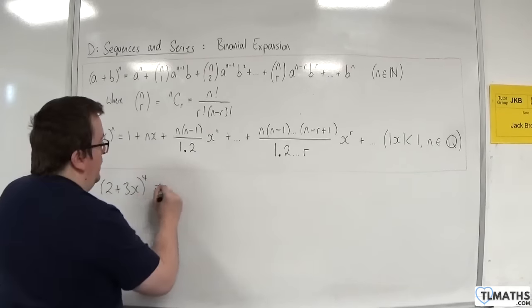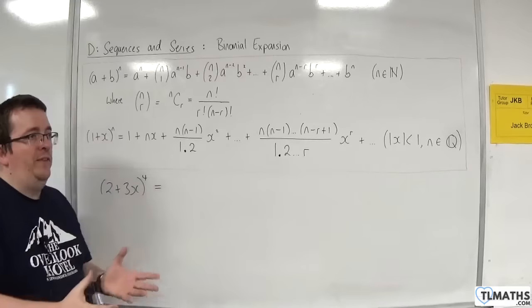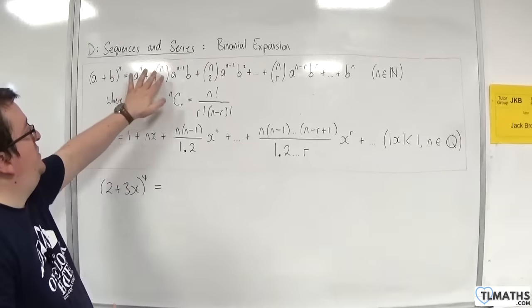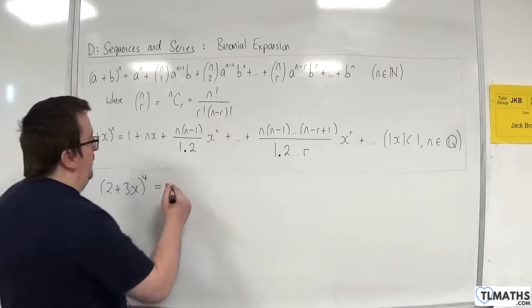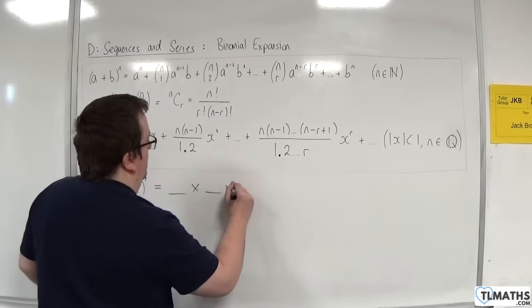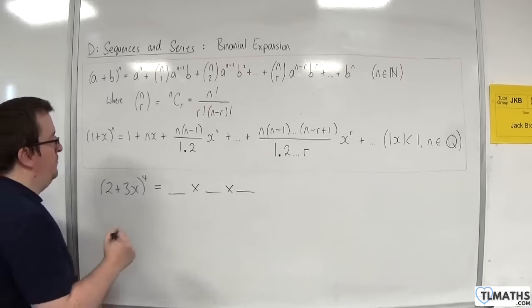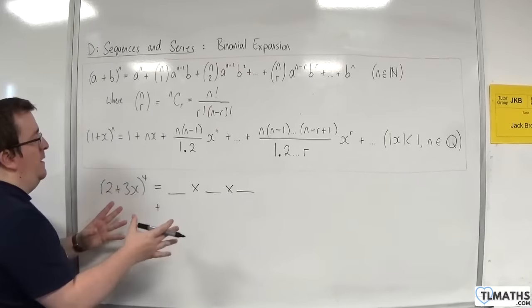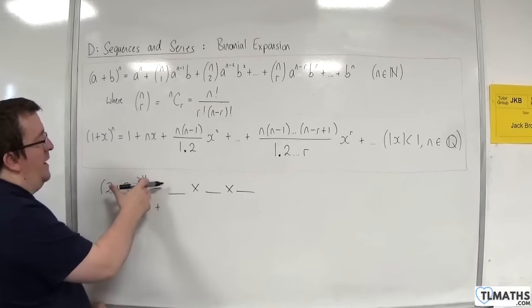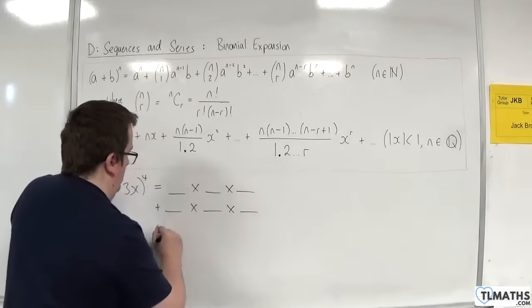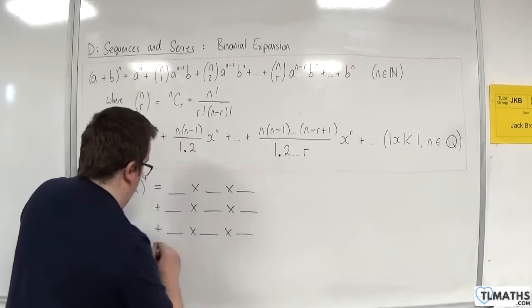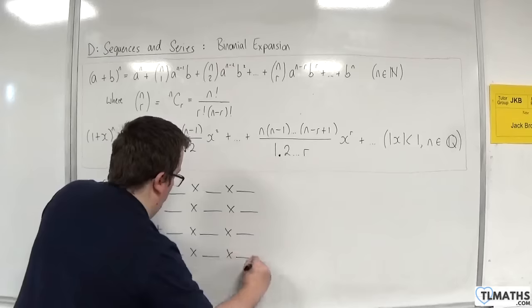Now, you want some way of setting this work out. So I don't tend to write it out like that. I tend to write it out in some kind of grid. So three terms, like so. And you're always going to have one more row here than that number there. So we're going to have five rows. So 2, 3, 4, 5.